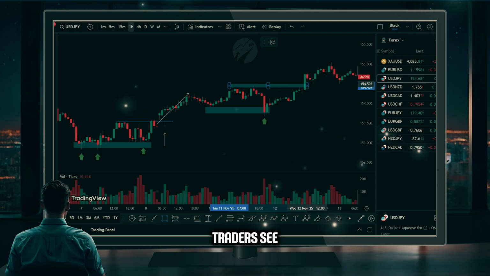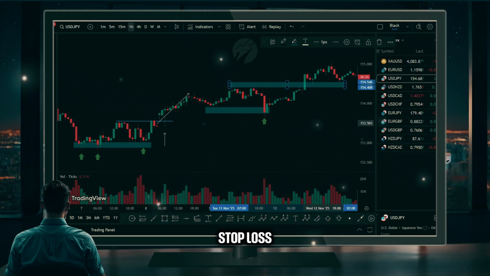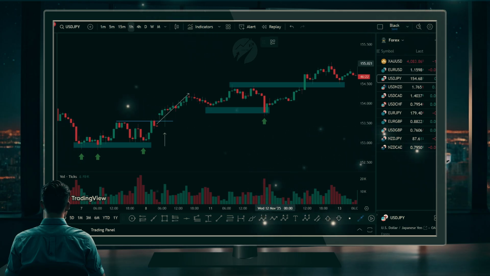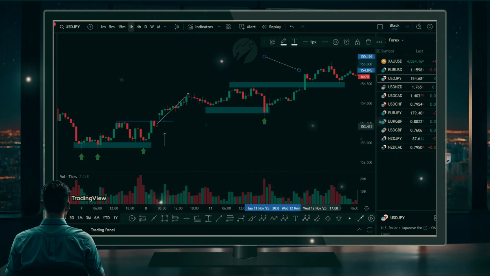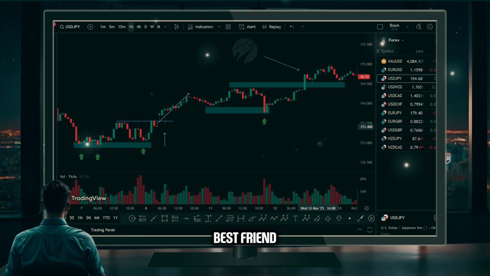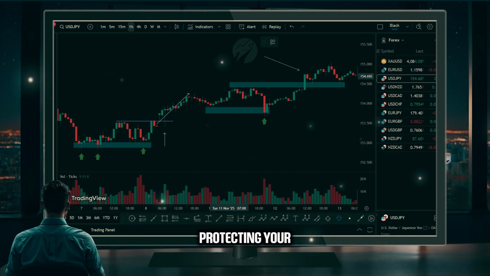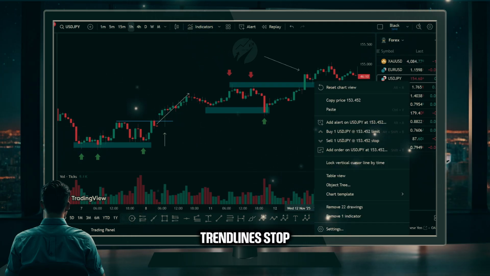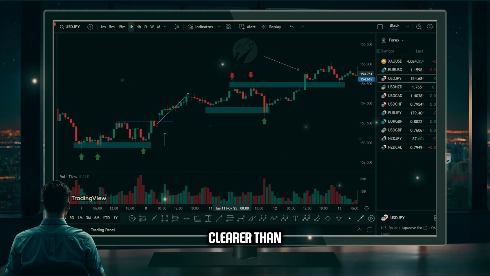Many new traders see stop loss as their enemy. They think stop loss is where the market hunts them, takes their chance, makes them lose money. But the truth is the opposite. Stop loss is your best friend. It is the safety rope on the cliff's edge, the shield protecting your account when the market goes wild. And with trend lines, stop loss becomes clearer than ever.